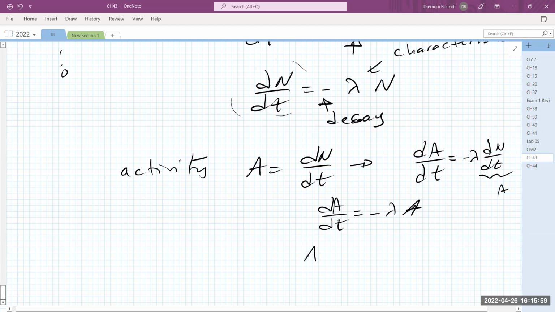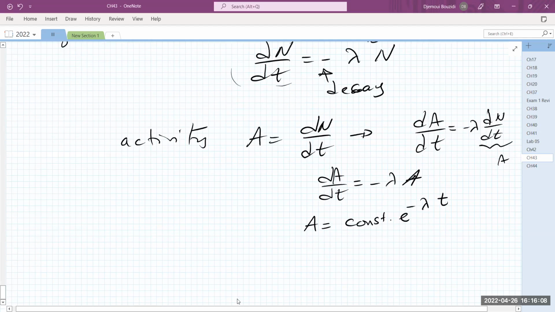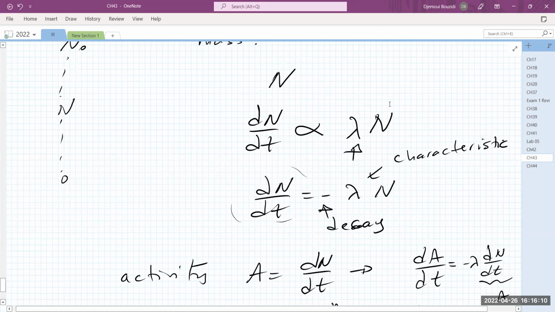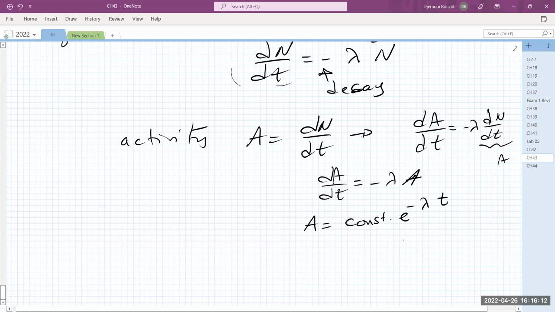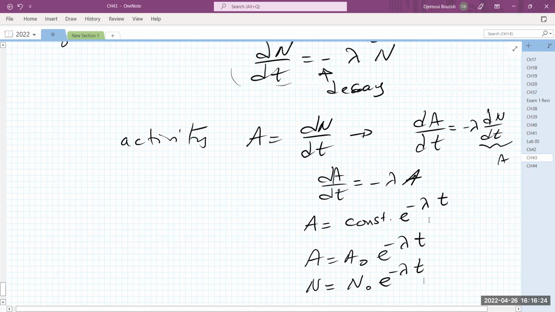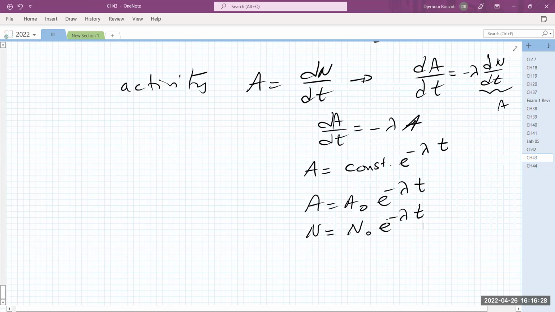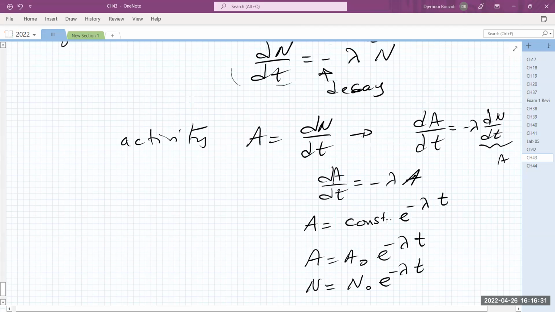So if I solve this differential equation, it's simply equal to a constant times exponential of negative lambda t. Now, this constant is A naught, the beginning activity, or in the case of N, it's N naught. So A is equal to A naught times exponential of negative lambda t, or N is equal to N naught times exponential of negative lambda t. N naught is the initial condition: put t equal to 0, A is equal to A naught, the constant is that one. You guys did differential equations like this one, didn't you?